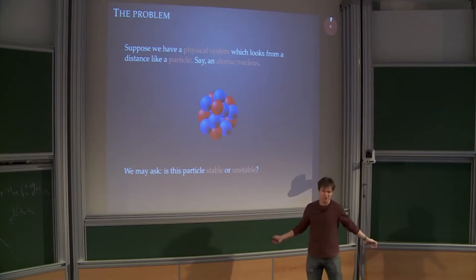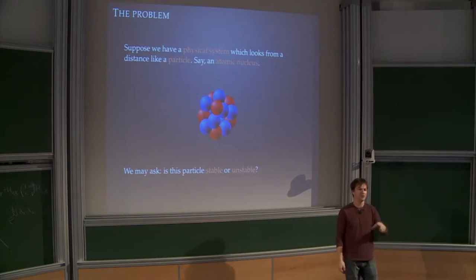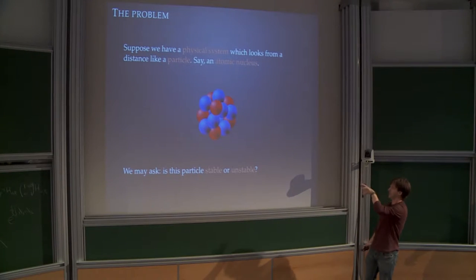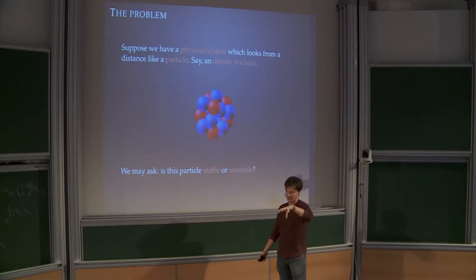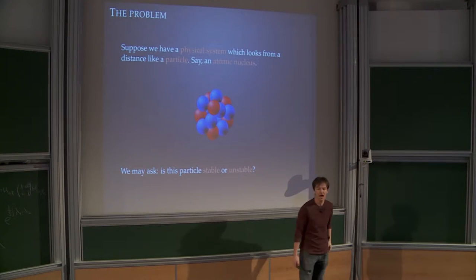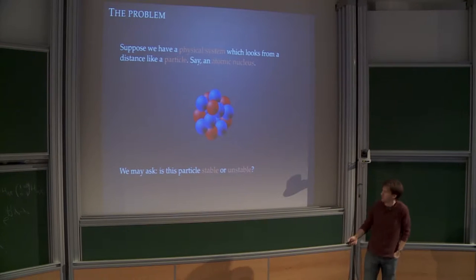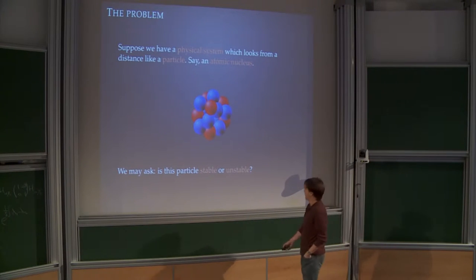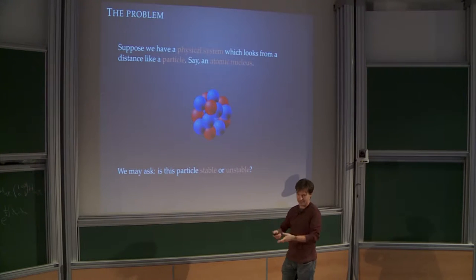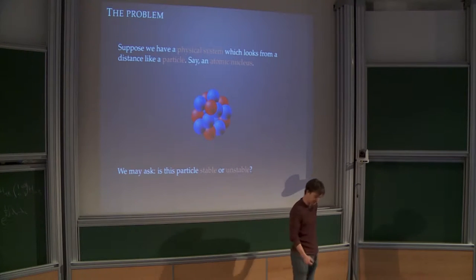So suppose we have some physical system, and suppose that it's something which, if you look at it from a long way away, would look like just a particle. So maybe it's like an atomic nucleus, but when you look a long way away, you don't see the inner structure, you just see a particle. So one of the basic questions you might ask about that thing is, is it stable or unstable? Will it live forever, or will it eventually decay into some more basic constituents?